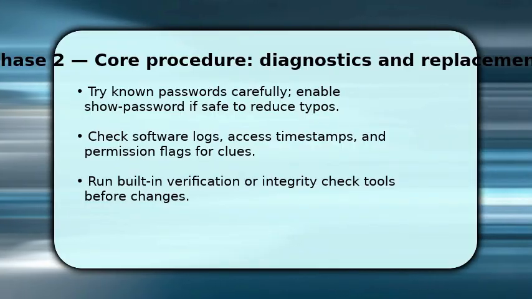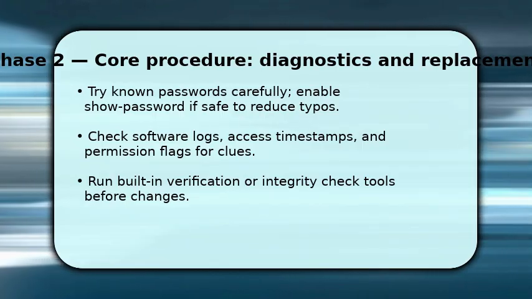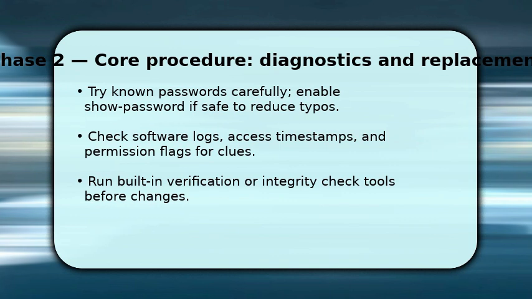Once a try fails, inspect the safe's logs, access timestamps, and permission flags for lockout rules or hints. These often reveal whether a different account or key is required. Then run the built-in verification or integrity check to ensure the container isn't corrupted. This protects you from rescuing broken data and helps determine whether recovery is feasible.